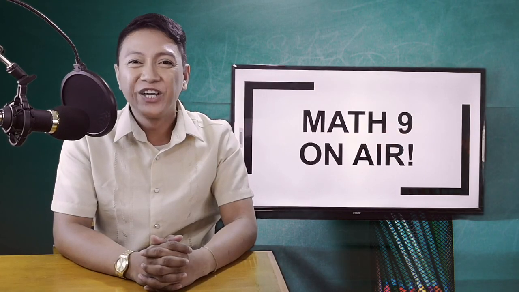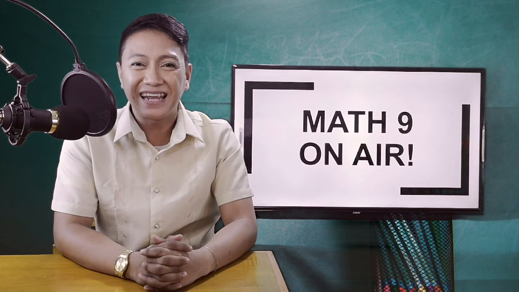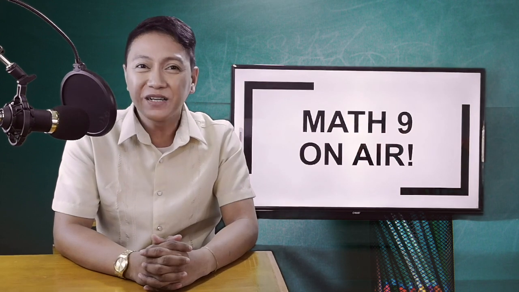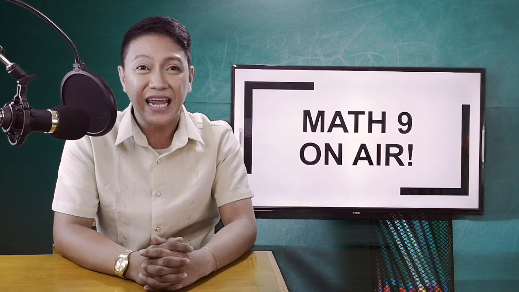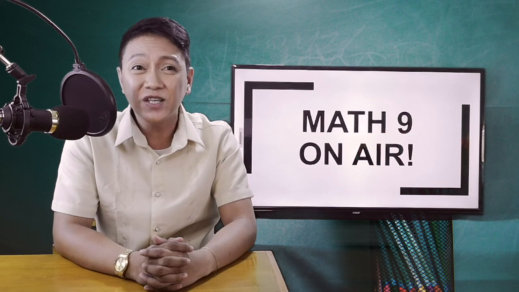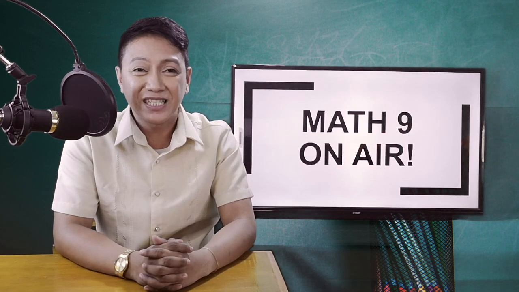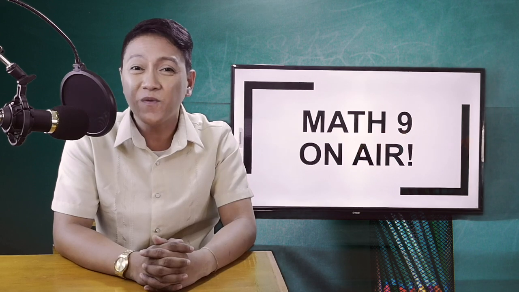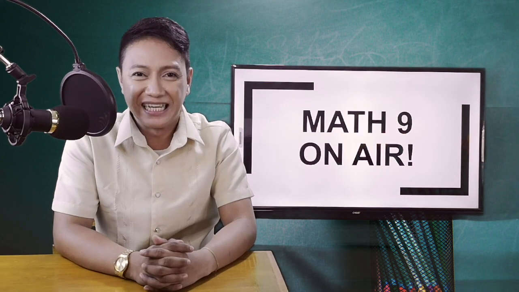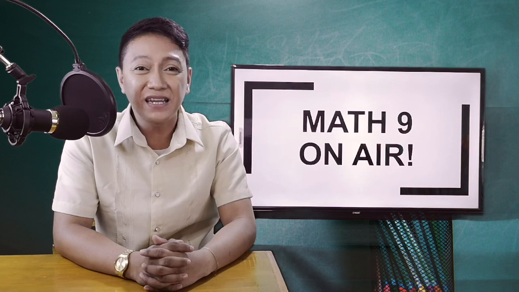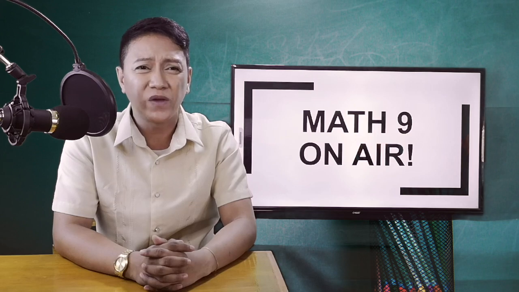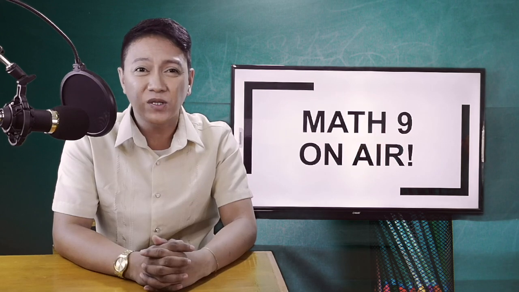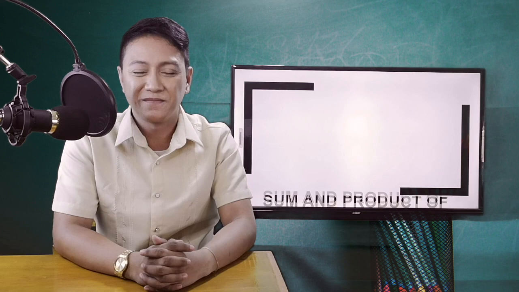Welcome back! You are still tuned in to Math 9 on air. A while ago, we have discussed that the b squared minus 4ac in the quadratic formula is our discriminant, and it can tell us the nature of the roots of a quadratic equation. This time, we will also find out that the quadratic formula can also give us information about the relationship between the coefficients and the roots of the equation itself.